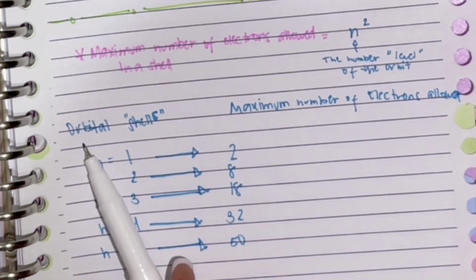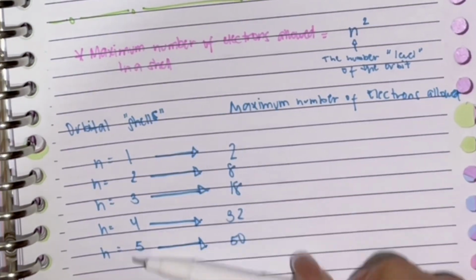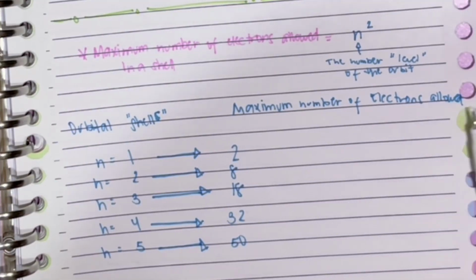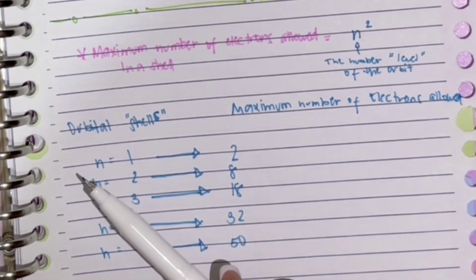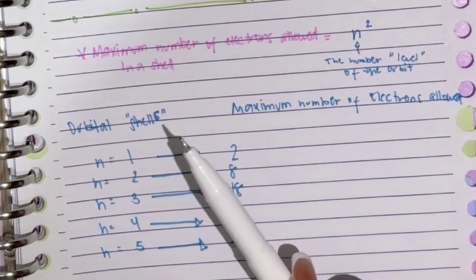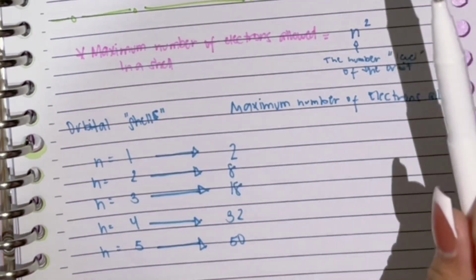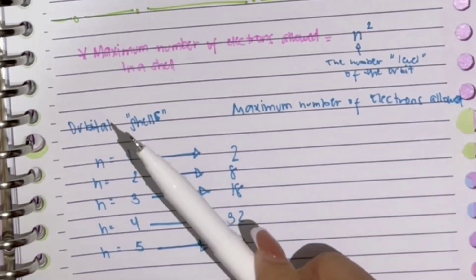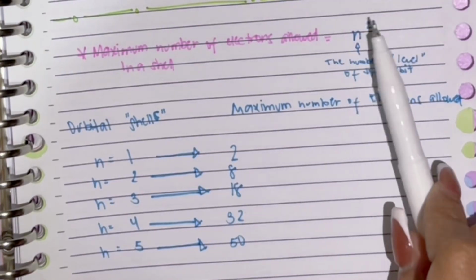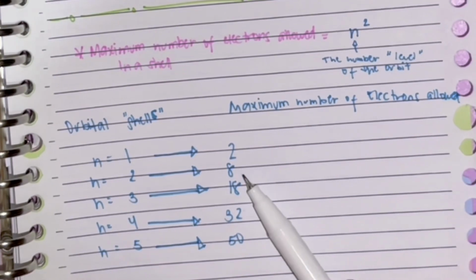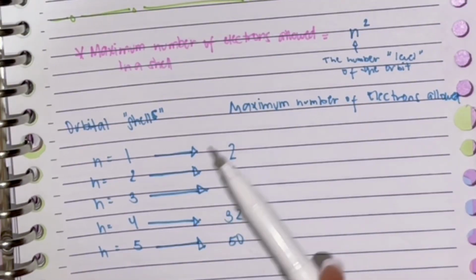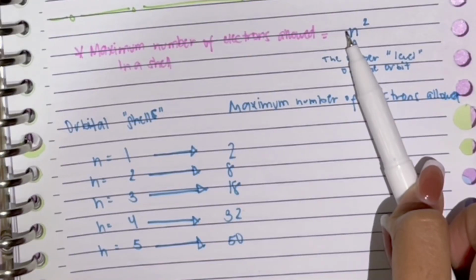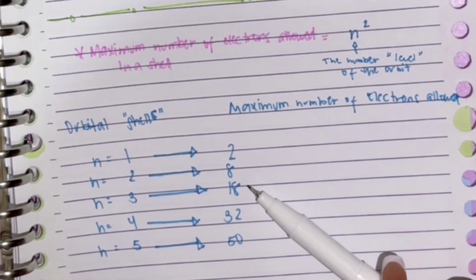first row is the orbital shells, and the second row is the maximum number of electrons allowed. So, paano makukuha? 1 times 2 is 2. 2 times 2 is 4. 4 times 2 is 8. 3 times 3 is 9. And then 9 times 2 is 18, and so on and so forth.